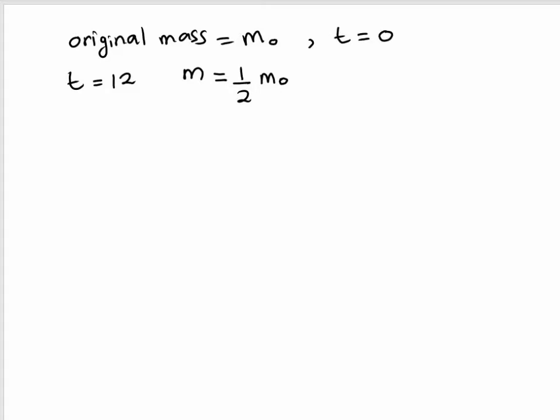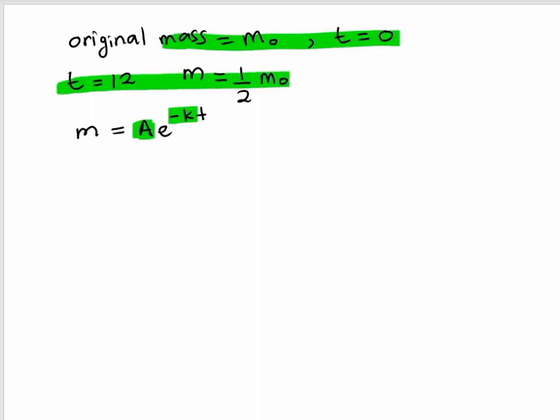So just now we have the general equation m equals a e to the power of negative kt. So we are going to find the value of a and the value of k using these two pieces of information given here. When t equals 0, m is m naught. When t equals 12, m is half m naught. So let's start when t equals 0 first. When t equals 0, our m is m naught. And let's substitute our t with 0. So we have m naught equals a.